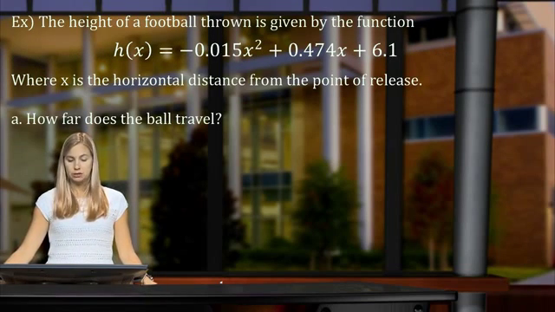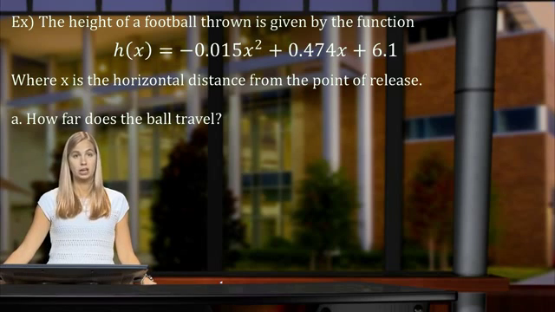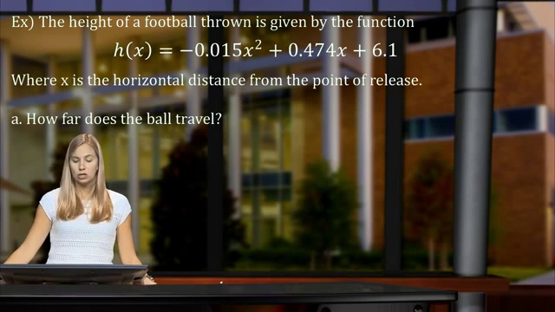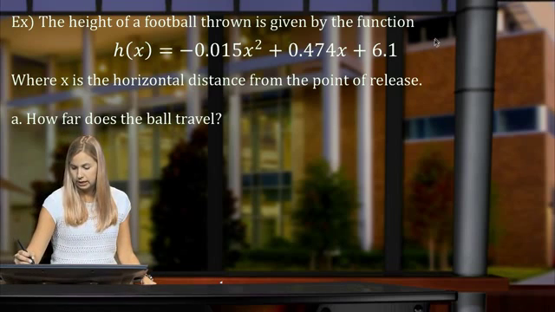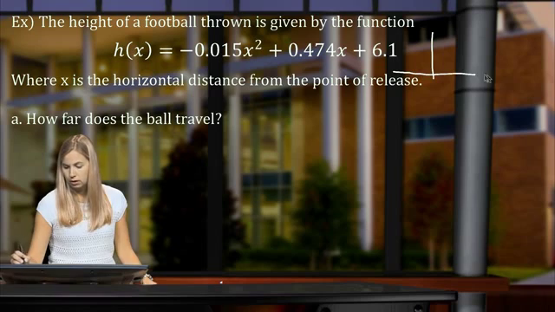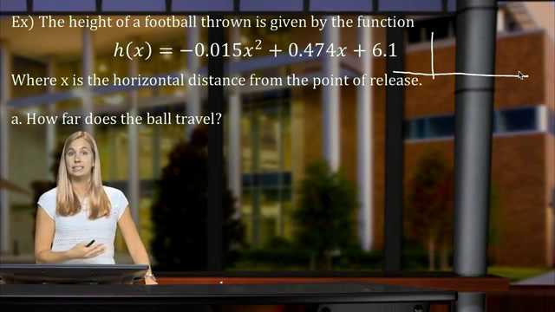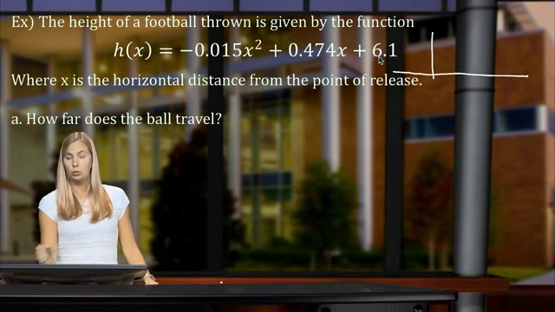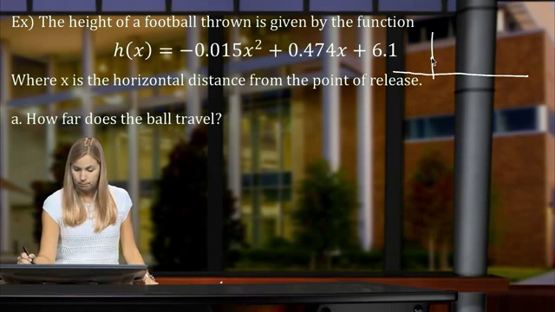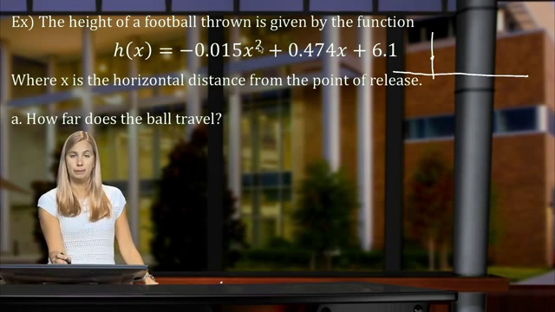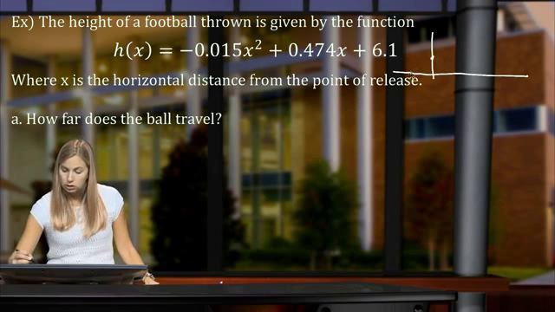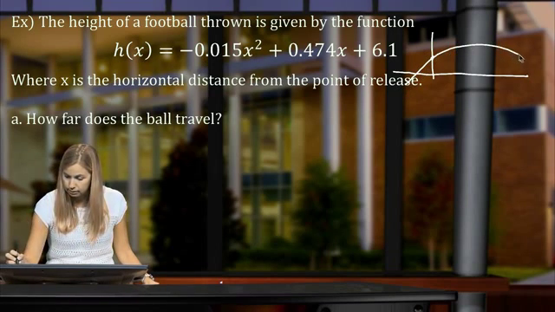The height of a football thrown is given by the function h of x equals negative 0.015x squared plus 0.47x plus 6.1, where x represents the horizontal distance from the point of release. The first part is asking to find how far does the ball travel. It might help us to get an idea of what this graph looks like. Now, we know enough about quadratic functions to sketch this graph. We know that the y-intercept is going to be 6.1. We know that it's a quadratic, so it's going to look like a parabola because of that x squared, and we know it's going to open down. So our graph is going to look something like this.